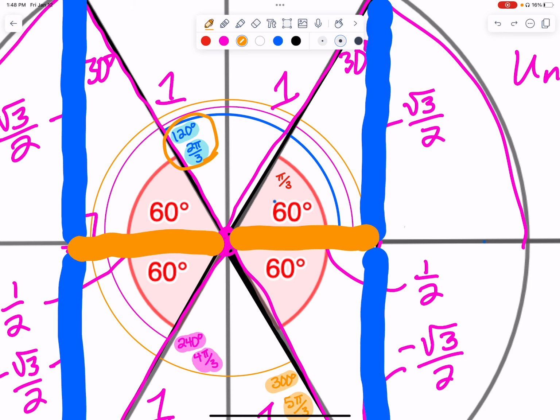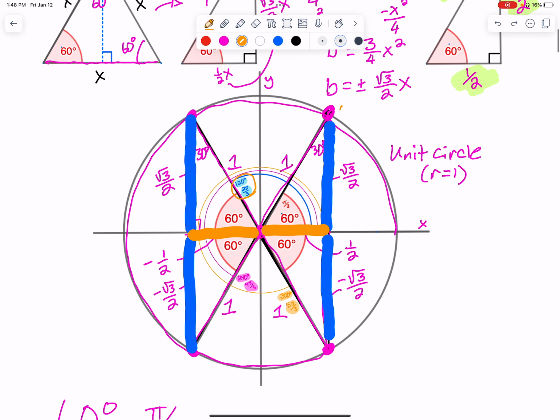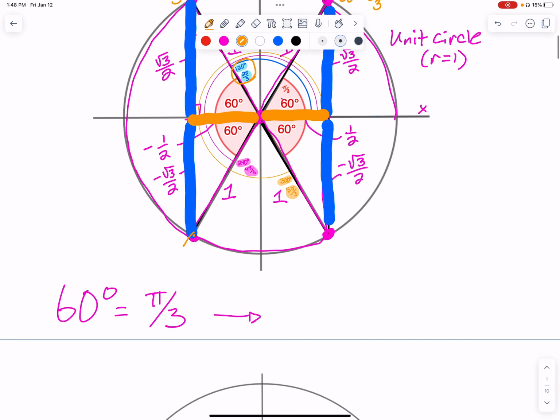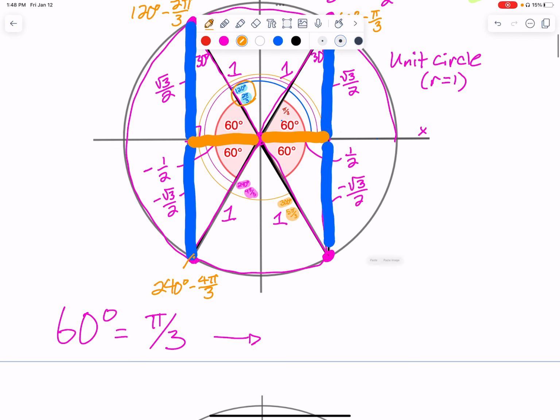See that last video. So these are our angles, the 30, 60, 90. I need to point these out. This is 60 degrees, but it's also pi over 3. Over here, we got 120 degrees, but it's also 2 pi over 3. This angle here is 240 degrees. That's all the way around. And this is equal to 4 pi over 3. And then this last one is 300 degrees, but that's the same thing as 5 pi over 3.